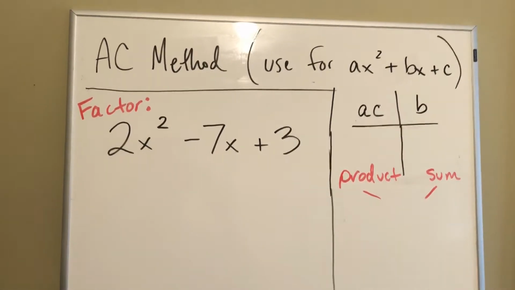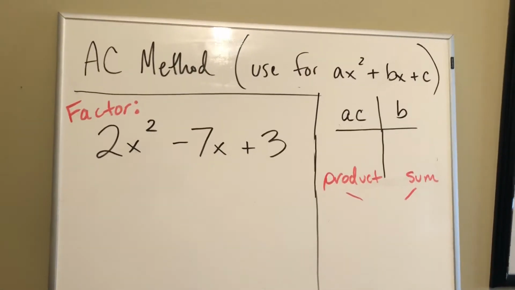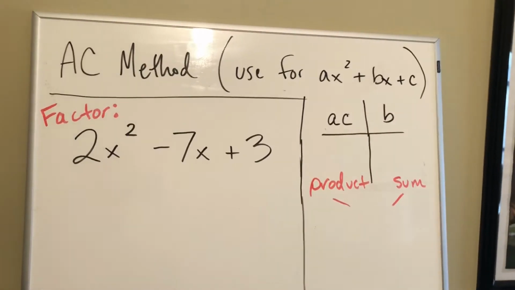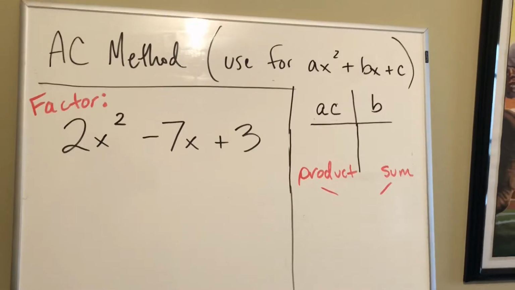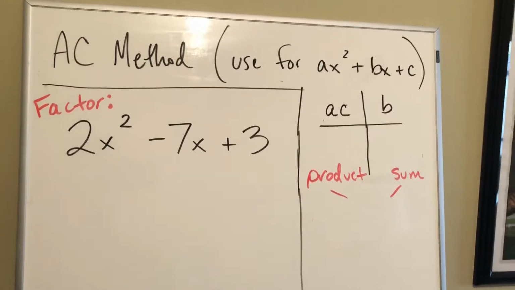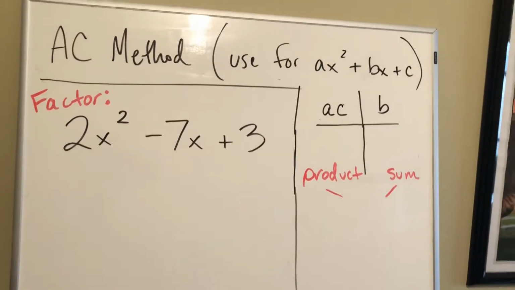Today's video is going to help you factor using the AC method. We use the AC method when we have an A value or a coefficient in front of the x squared term in order to factor this quadratic expression. We're attempting to factor 2x squared minus 7x plus 3.